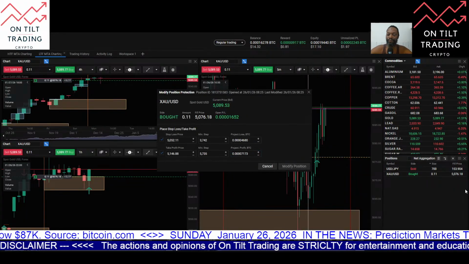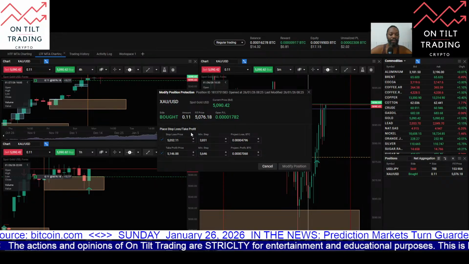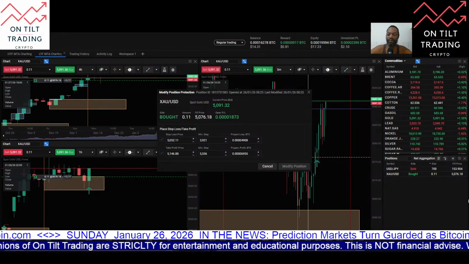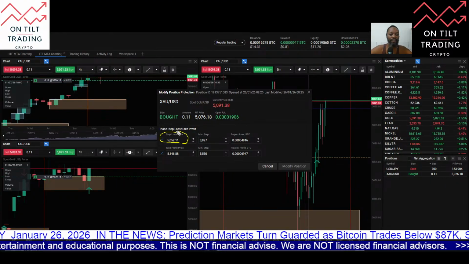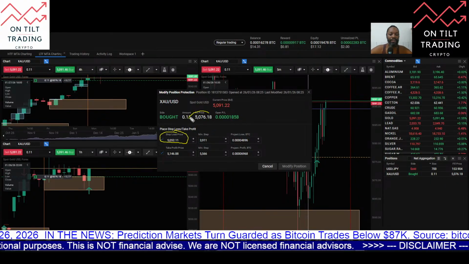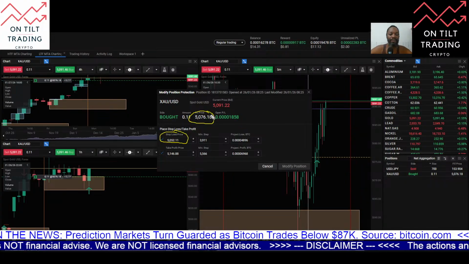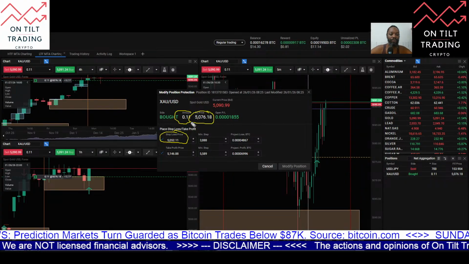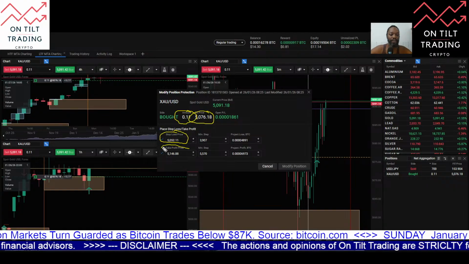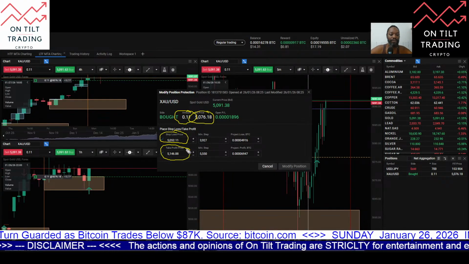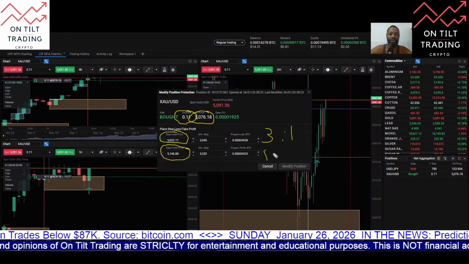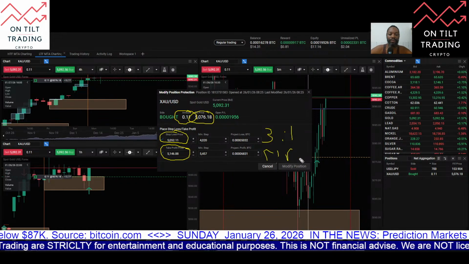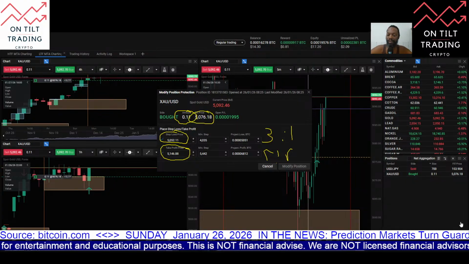Here we go. And you can see my stop loss is here. So stop loss is 5052.11. My entry price is 5076.18, and take profit is 5146.88. And this is also a 3-to-1 risk to reward, as the USD JPY is as well.